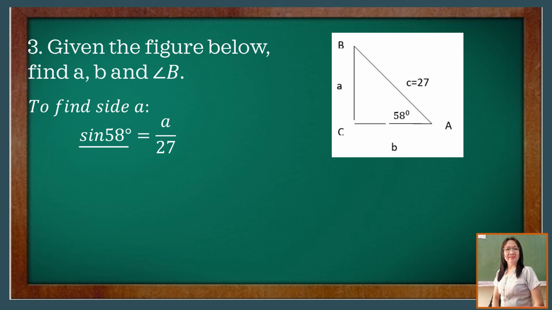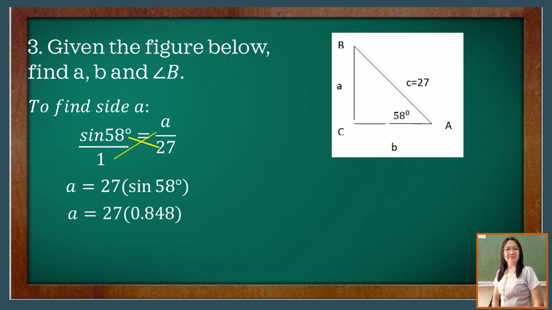27. Then again, by cross multiplication, we have 1 times A is A, then 27 times sine 58 degrees. Now, what is the value of sine 58 degrees using your calculator? Okay, we will obtain 0.848. And multiplying this by 27 will give us 22.9. So, side A is approximately 22.9 units.